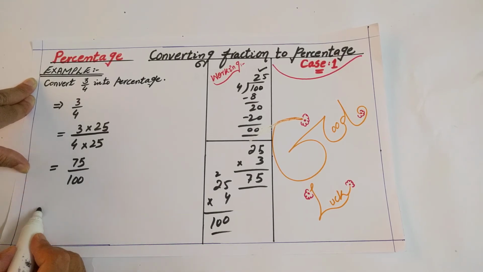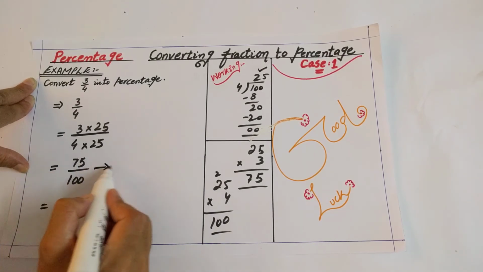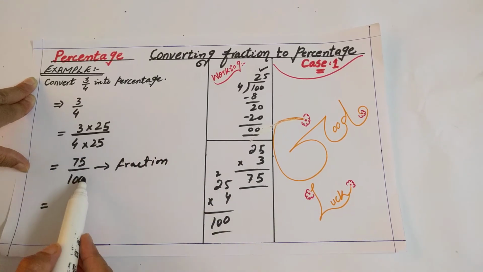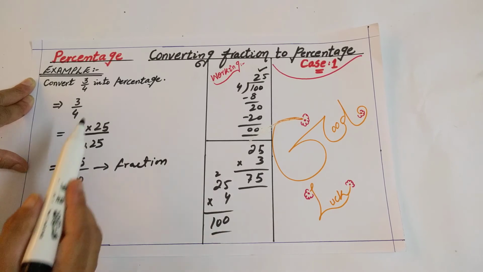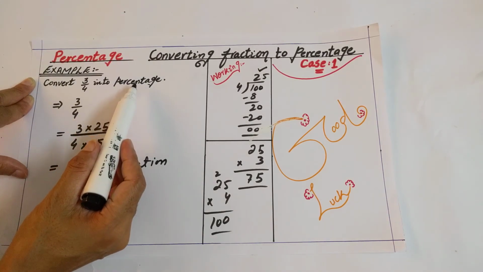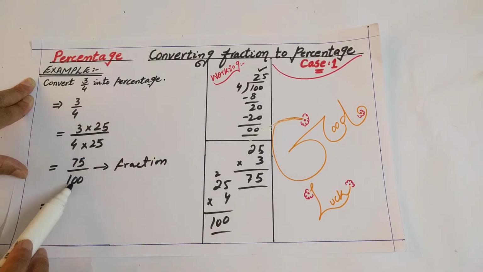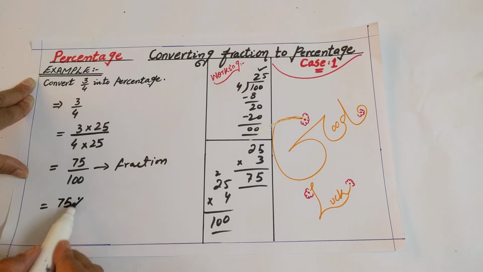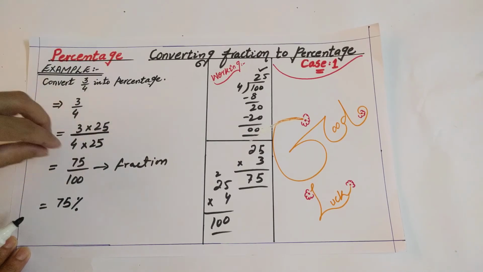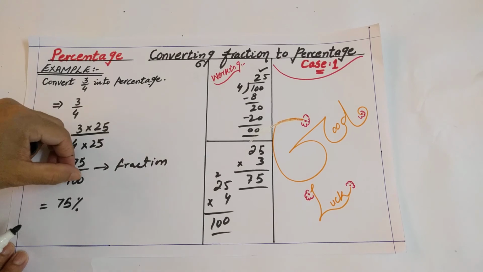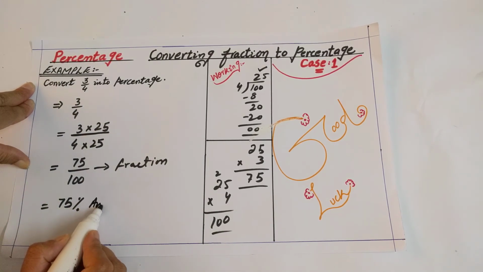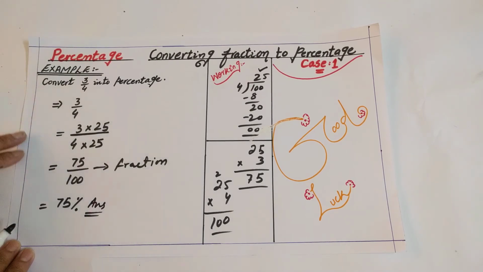Now in our fraction, this one is our fraction, and in this fraction our denominator is 100. So the condition of percentage, that the denominator should be 100, is satisfied. So we can directly convert this fraction into percentage. 75, the number will be as it is, and this 100 is converted into percentage. That's our answer. Very easy and very simple.